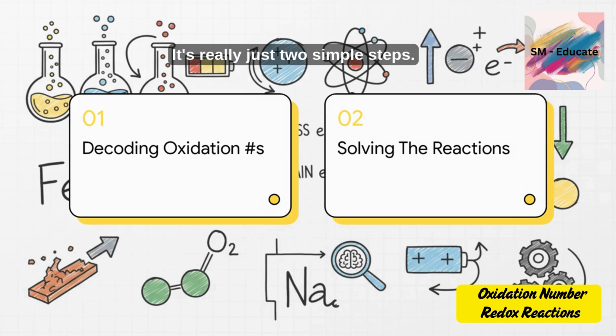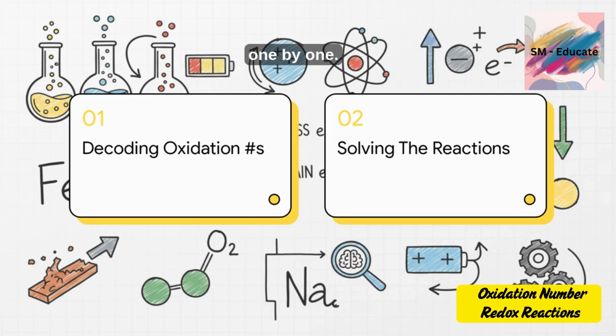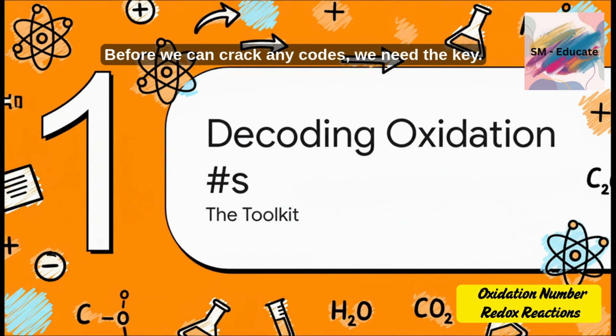Okay, so here's our game plan. It's really just two simple steps. First, we need to get our toolkit ready, and that means understanding oxidation numbers. Then, once we've got the tools, we're going to apply them and solve each of these three reactions one by one. Before we can crack any codes, we need the key, right?